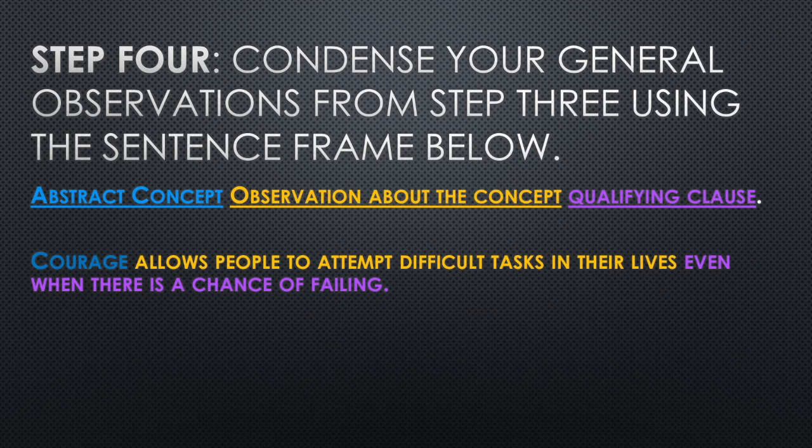So, for example, we could have courage as the abstract concept. And we could say that courage allows people to attempt difficult tasks in their lives, even when there is a chance of failing. So in this case, our abstract concept is courage. Our observation about the concept is that it allows people to attempt difficult tasks in their lives. And our qualifying clause, our additional information, our additional quality about courage, is that it does this even when there is a chance of failing.